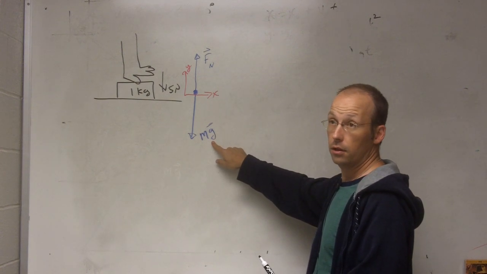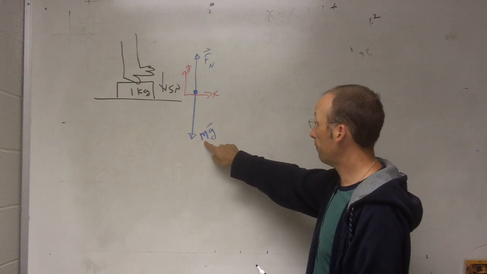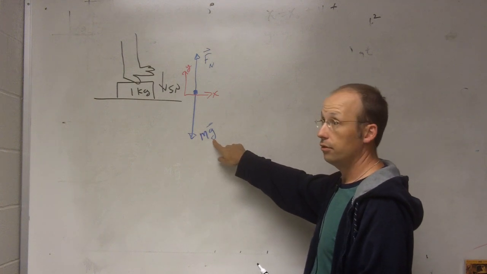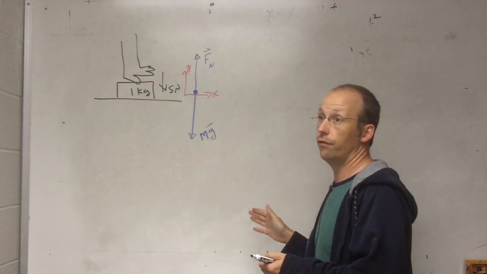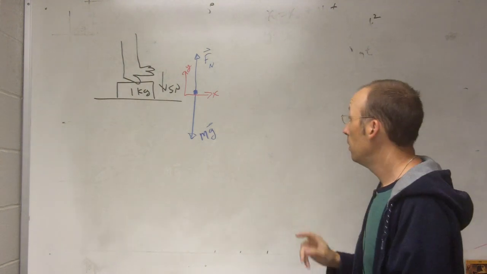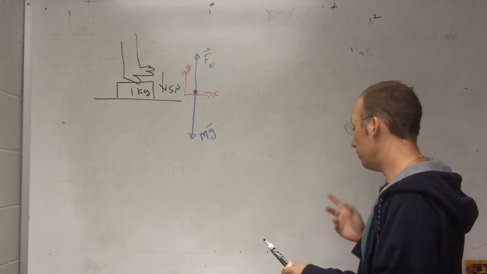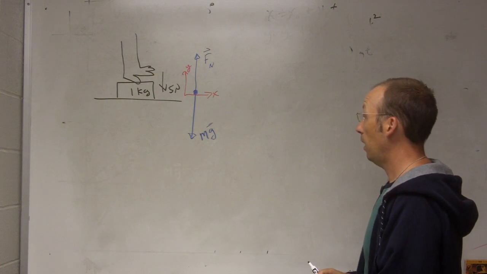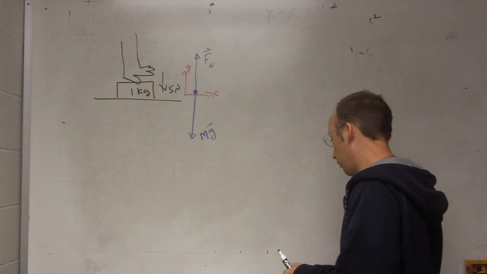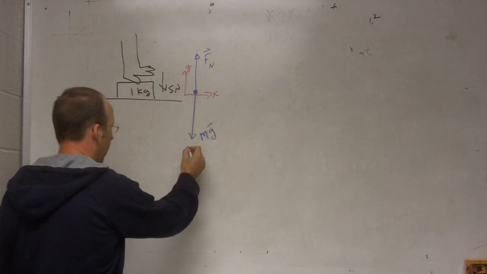This doesn't change because this depends on the mass of the object and G. G is, technically it should be called the local gravitational field, which didn't change. So how can I change this diagram? Well, I can add that 5 newton force on there. Now there's two ways you could add that on there. I'll do it in red. I could add it right here.